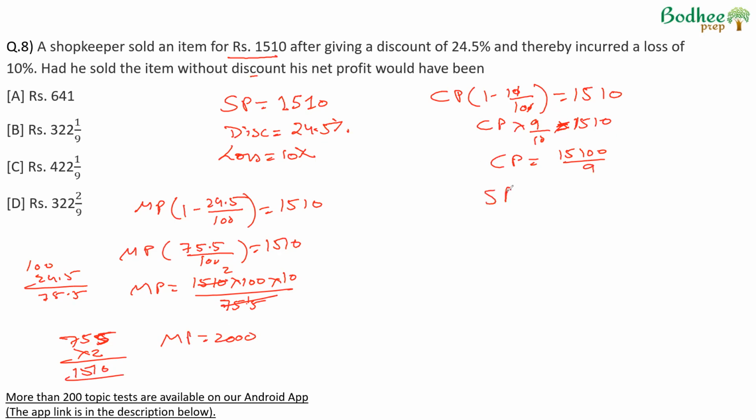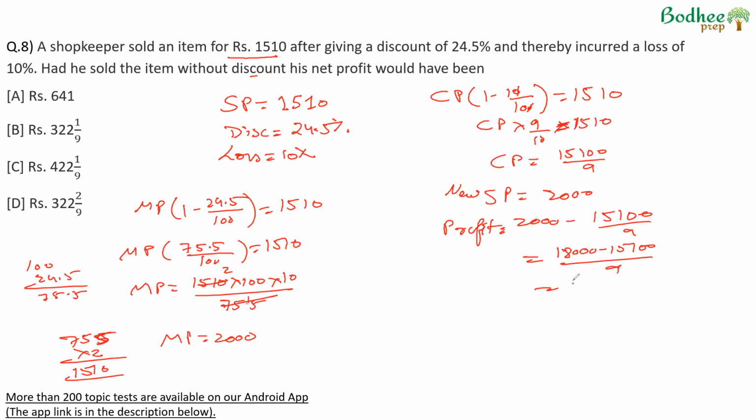In that case, the selling price would be 2000. So what would be the profit? Profit in that case would be the new selling price, which is the marked price itself, 2000, minus cost price 15100 by 9. 2000 into 9 is 18,000, so 18,000 minus 15100 by 9 is 2900 by 9, which is 322 by 9.